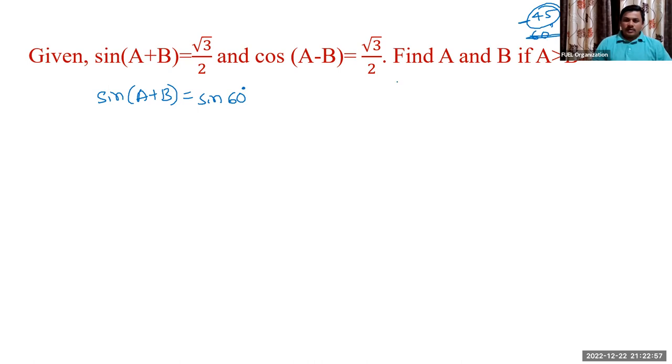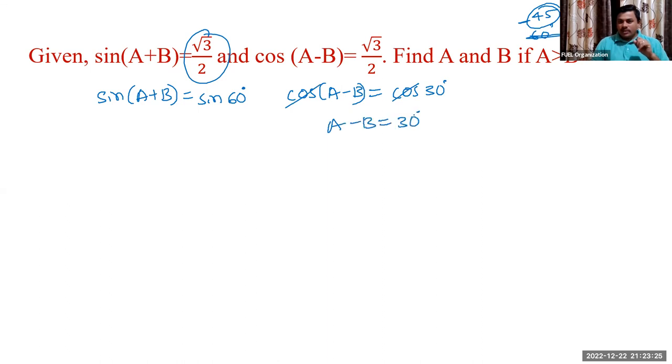Now, the root 3 by 2, you can write it as sine of 60 degree. And similarly for cos of A minus B, here I want cos only on the right hand side. So cos of dash degree is equal to root 3 by 2. Cos of 30 degree, correct? So I will write here 30 degree. So cos gets cancelled. A minus B is equal to 30 degree.